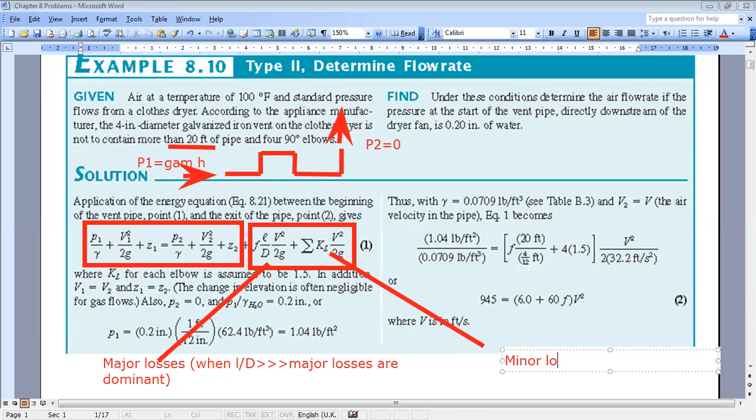And we will see here how we can find the value of minor losses and major losses in this problem.